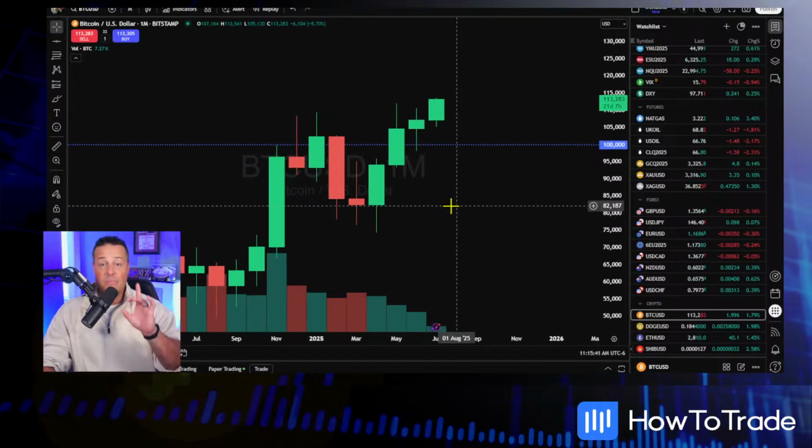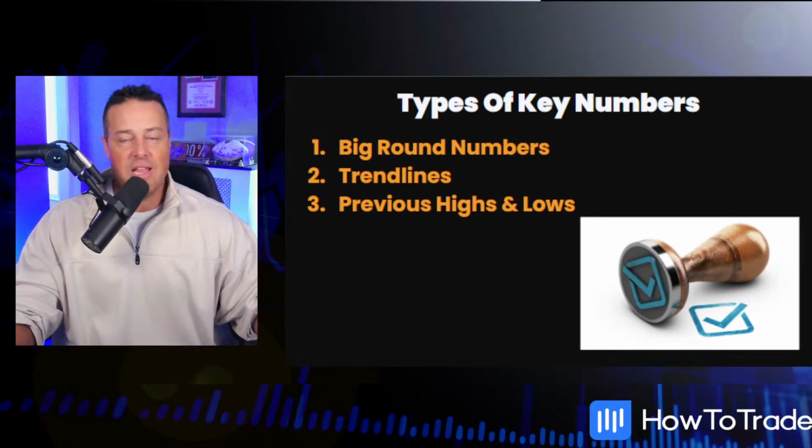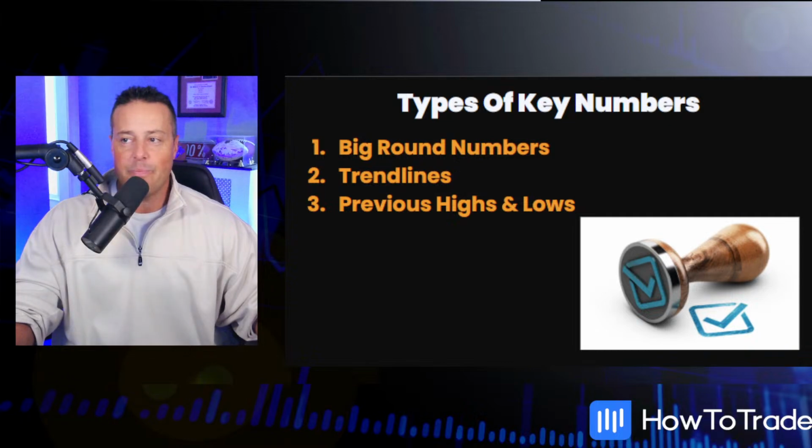So a key level can be either resistance or support. You could buy it or sell it. You just have to know where it's at. So that's the first kind of key level, big round number. Now there's another kind, and it's trend lines. Okay, trend lines a little bit more tricky. They're a little bit more difficult.